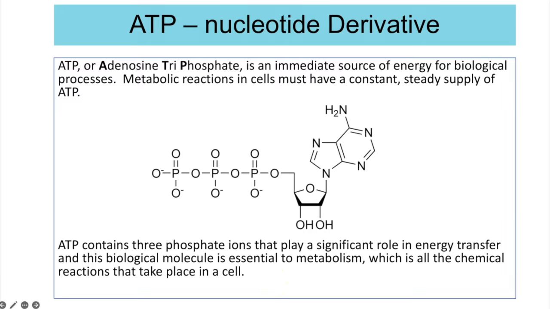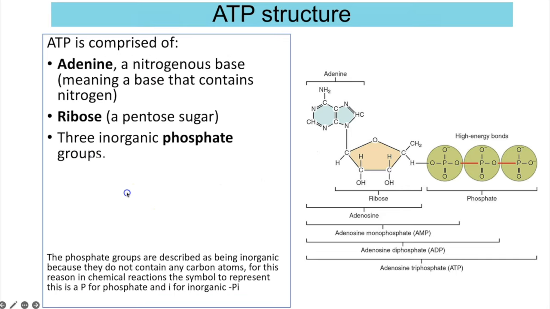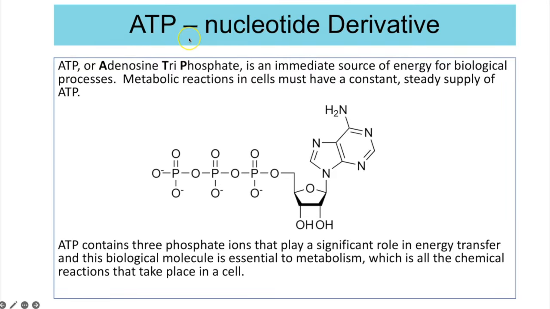So let's take a closer look at the structure of ATP. Now it's known as a nucleotide derivative because it's got very similar components to a nucleotide. It has this pentose sugar, it has a nitrogenous base. The key difference is instead of one inorganic phosphate group, it has 3 inorganic phosphate groups. And you need to know that it is an immediate energy source for biological processes. Metabolic reactions in cells have to have a constant supply of this ATP, so they have the energy for reactions. And it's the bonds between these 3 inorganic phosphates which, when they are broken, release energy that's used for chemical reactions within the cells.